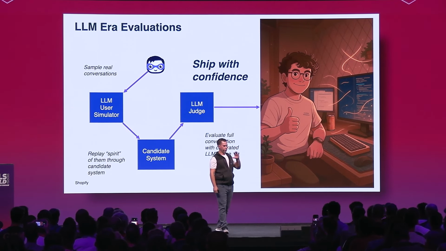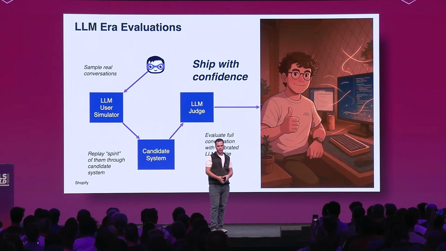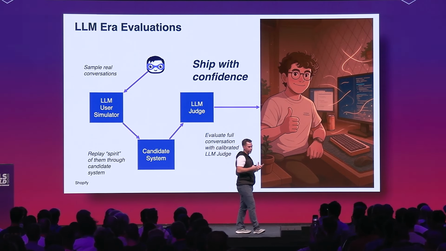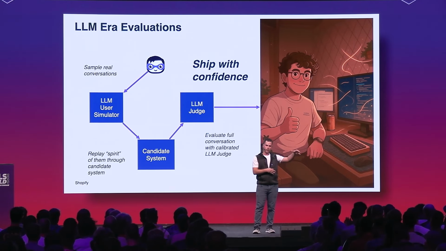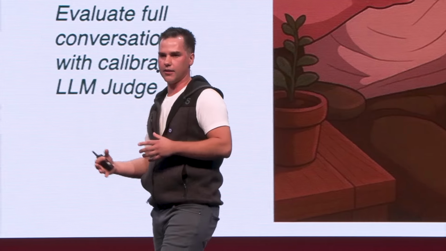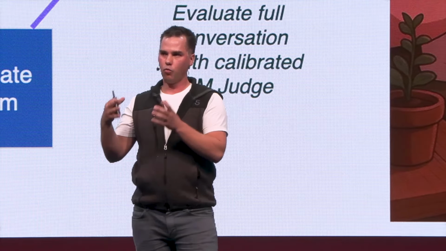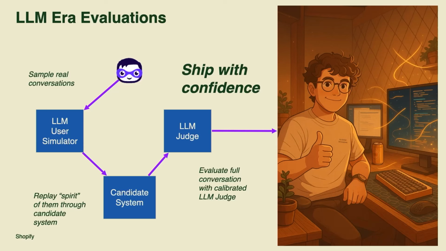So what we do is we have a user simulator, which is LLM-based. For us, it's merchant-facing, so we call it our merchant simulator. The idea of it is to replay the spirit of a conversation that happened in production to our new candidate system. And our candidate system is just one delta or one change in the system because we really just want to be testing things in isolation.